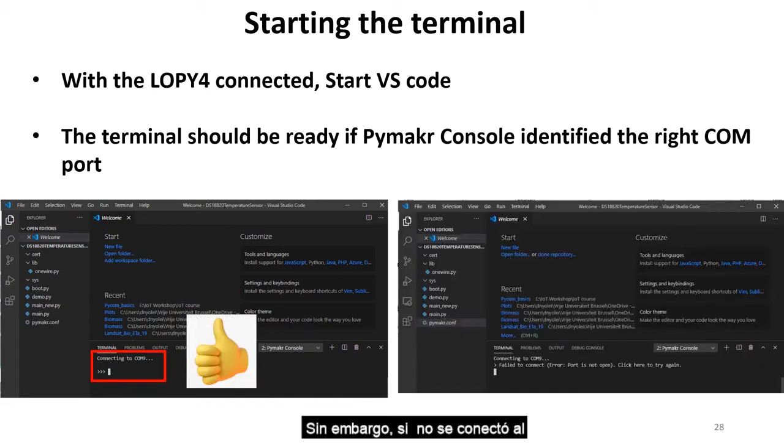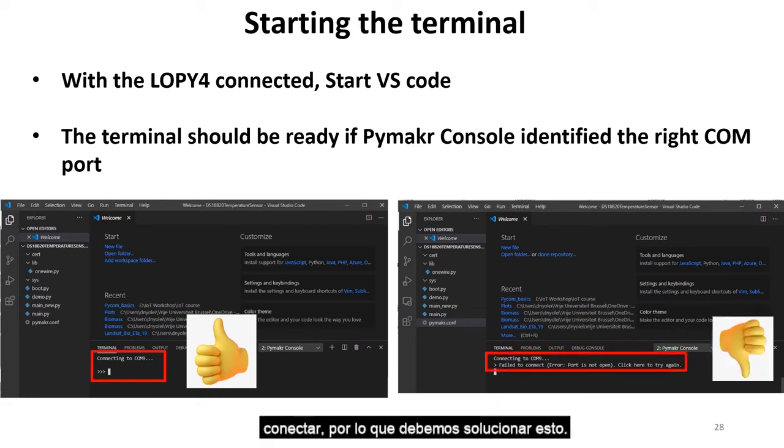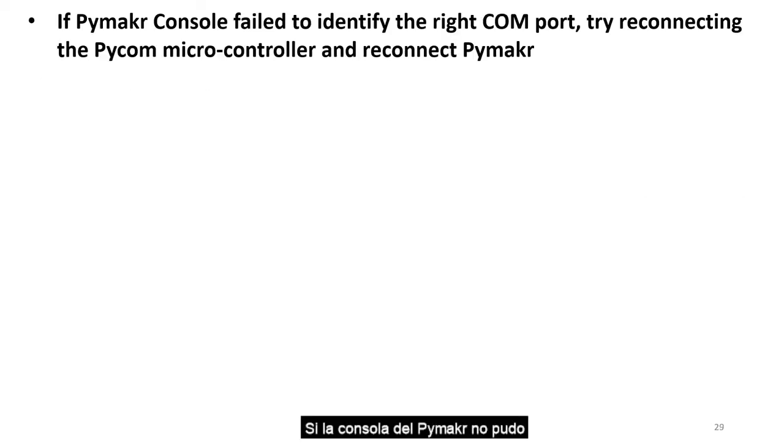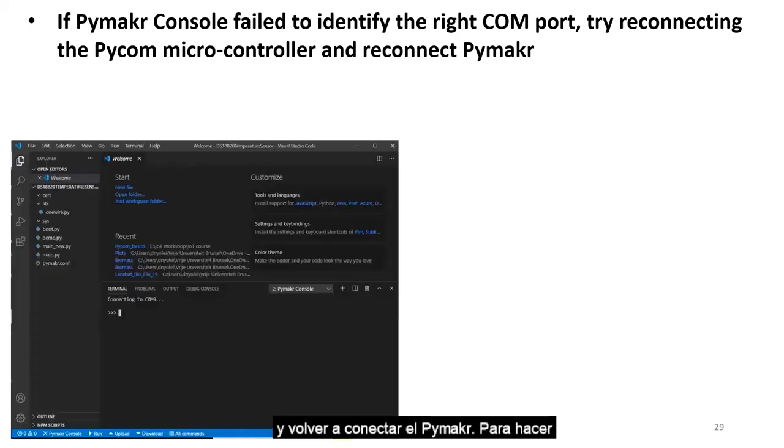However, if it didn't connect to the right COM port, it will indicate that it failed to connect. So we need to fix this. If the PyMaker console failed to identify the right COM port, then we will start with the basics of trying to fix the issue. The first step would be trying to reconnect the Pico microcontroller and reconnecting the PyMaker. To do this, we simply disconnect the microcontroller from the PC and reconnect it again. Start the terminal once again, and using the PyMaker console, try to reconnect PyMaker.